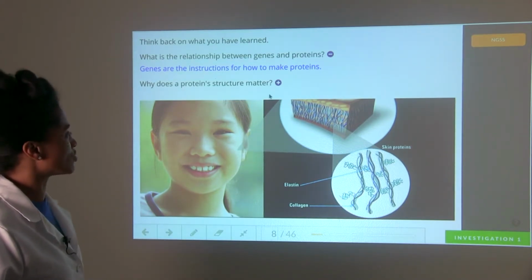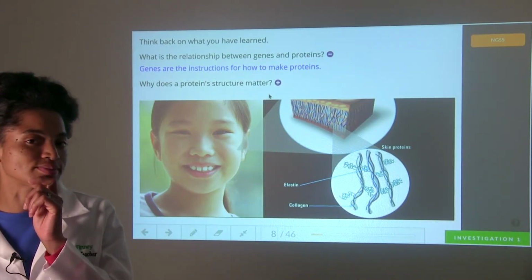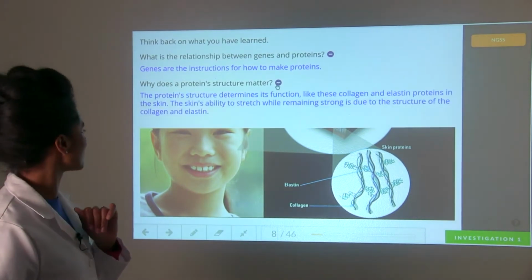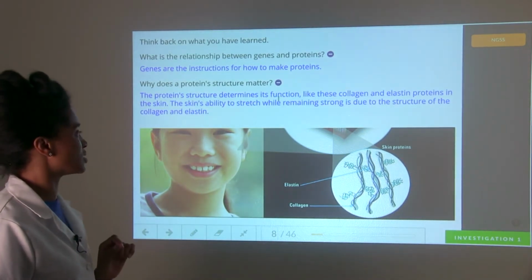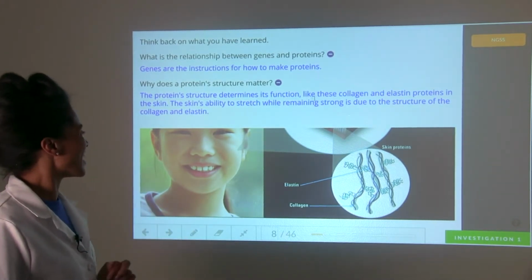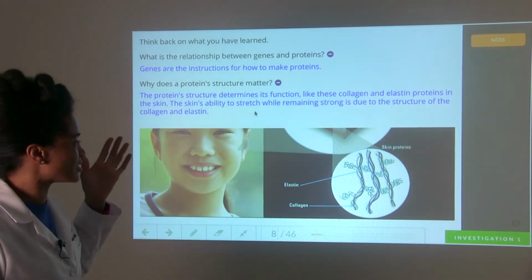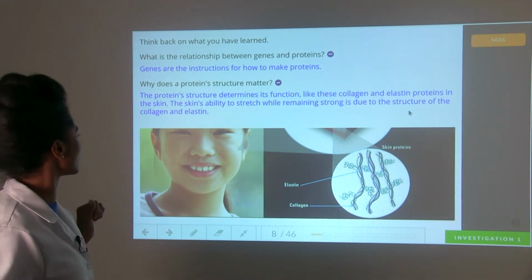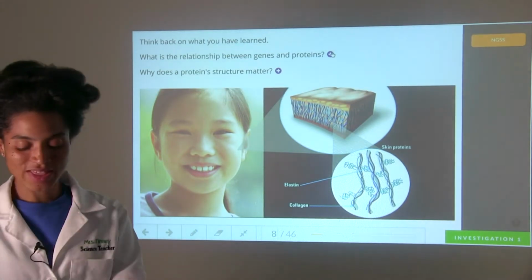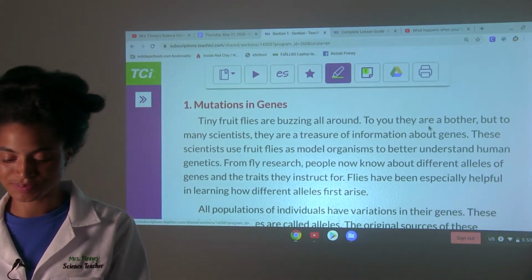Why does a protein structure matter? I want you to think about that. Give your answer. The protein structure determines its function. Like these collagen and elastin proteins in the skin. The skin's ability to stretch while remaining strong is due to the structure of the collagen and elastin. All right, so that gives a flashback that will put us on course for today's discussion.